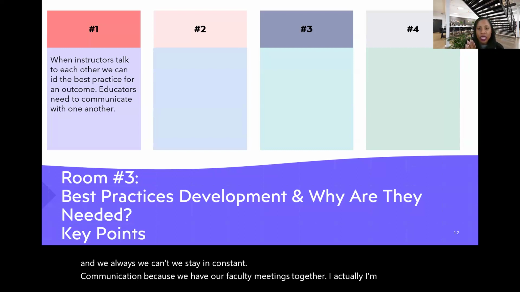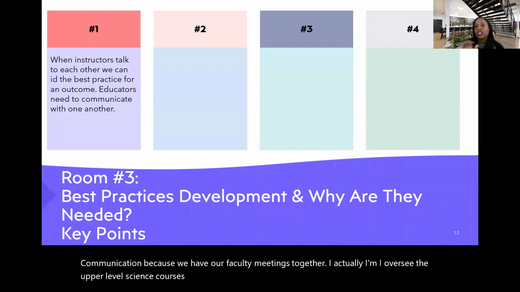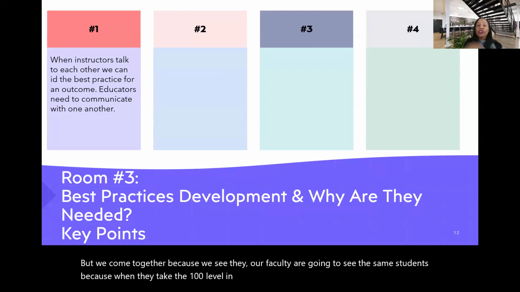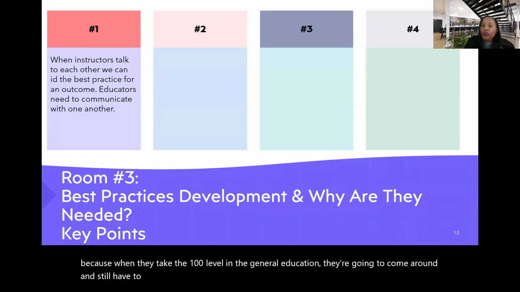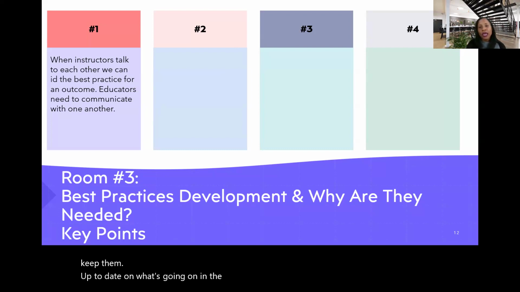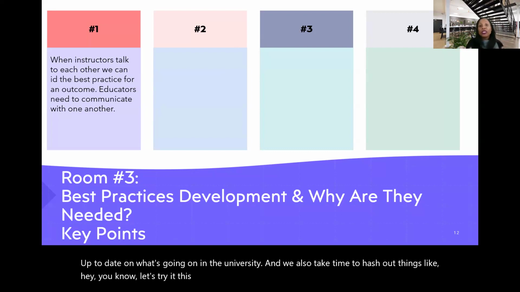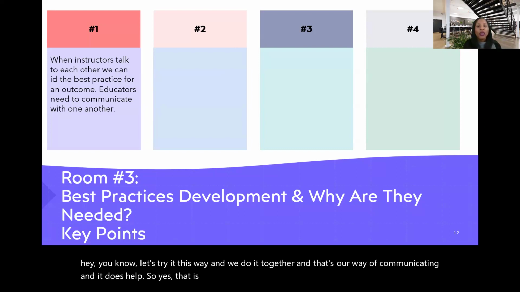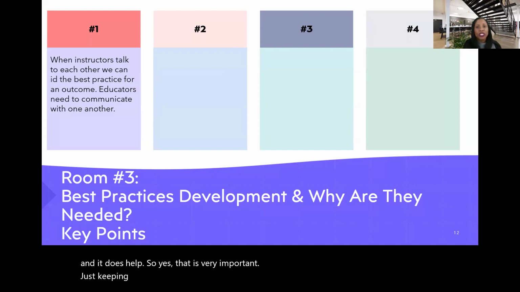I oversee the upper level science courses, and the other science lead has the foundational courses. But we come together because our faculty are going to see the same students. When they take the 100 level in general education, they're going to come around and still have to take the 200 level. So we bring everybody together, and we keep them up to date on what's going on in the university. We also take time to hash out things like, hey, let's try it this way. And we do it together. That's our way of communicating, and it does help. So yes, that is very important, just keeping those open lines of communication.